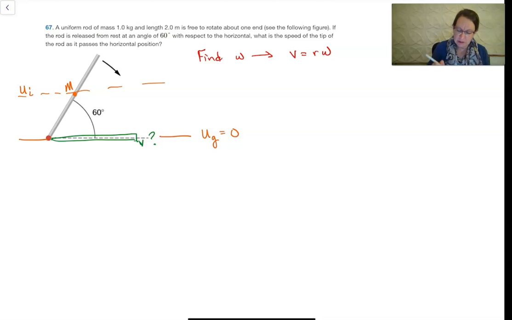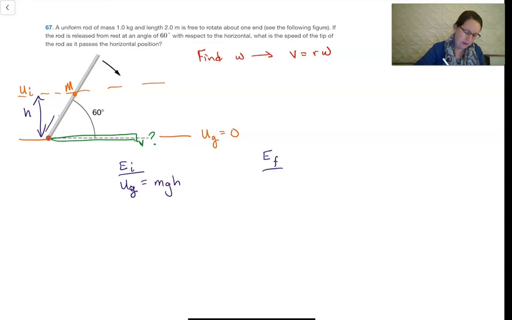And so our energy initial would be equal to our energy final. Don't have any frictional losses. We don't need to take into account air resistance. And so we can say the initial is going to be U initial from gravity, right, which would be mgh, and our height is the height to the halfway point, right? This halfway point, this is whatever the length is, over 2. And then the final energy would be UG is equal to 0, and our kinetic energy, because we're looking at a rod that's rotating, would be 1/2 I omega squared.